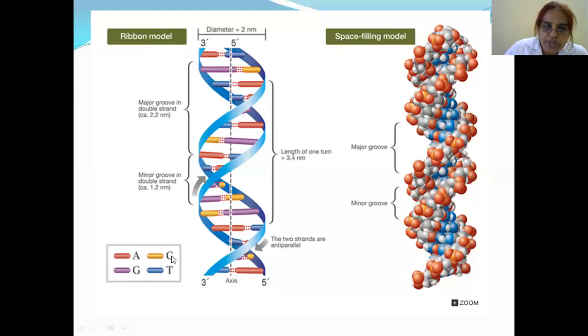The GC base pair is stronger than the AT base pair. Why? Because AT contains a double bond, see here it is a double bond.